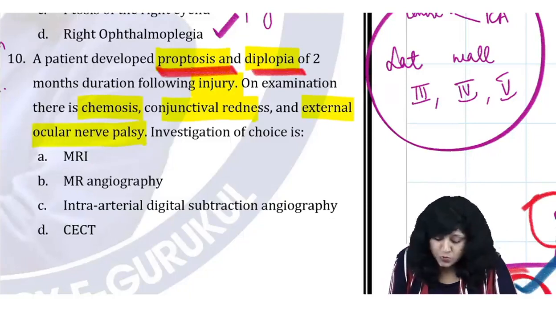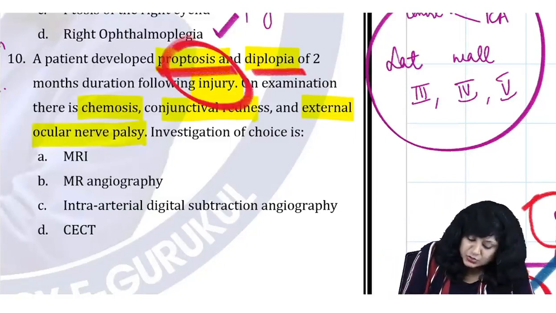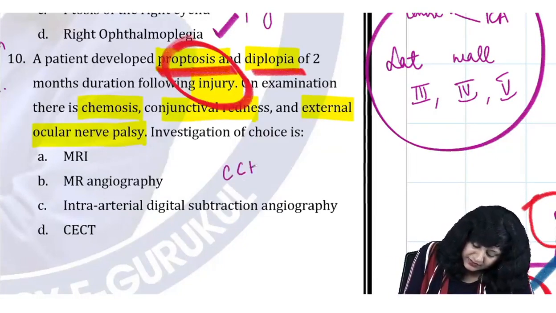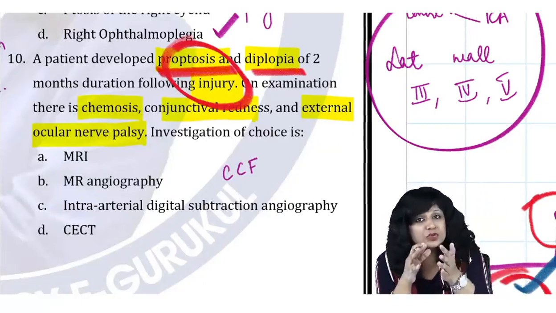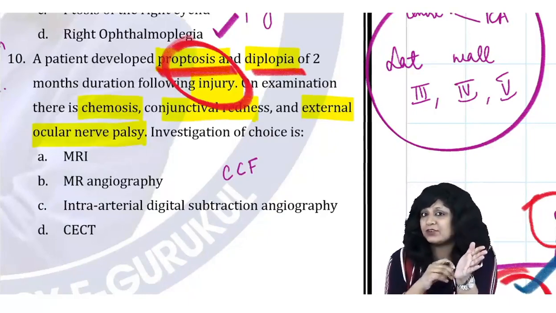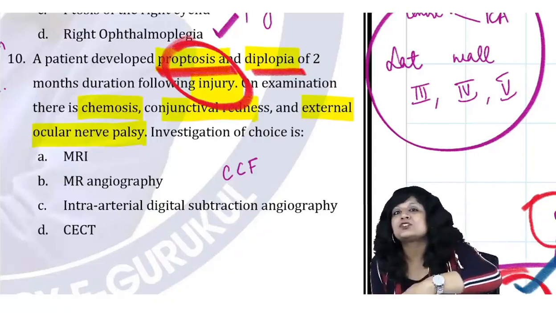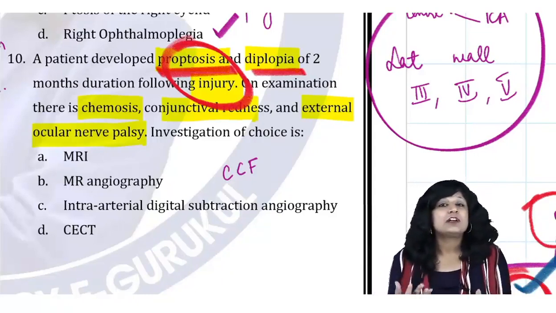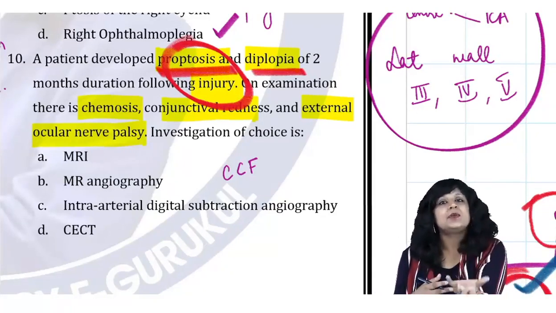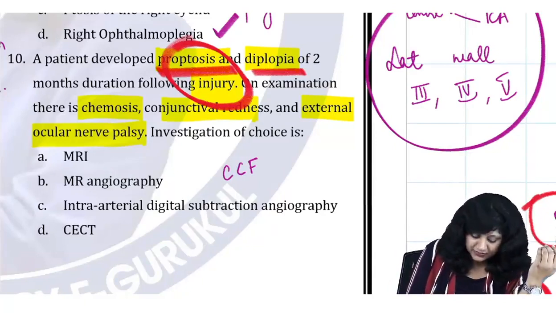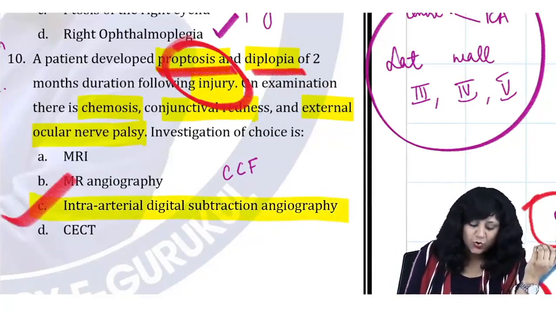Now again the clue here is that the proptosis is taking place after the injury, so we will think about the carotico cavernous fistula. Now carotico cavernous fistula means that there is a fistula which is developing between the internal carotid artery and the cavernous sinus. High pressure area which is draining into the low pressure area. Okay, so what will be the best investigation when I am going inside the artery and doing the angiography? Therefore the answer will be intra-arterial digital subtraction angiography.